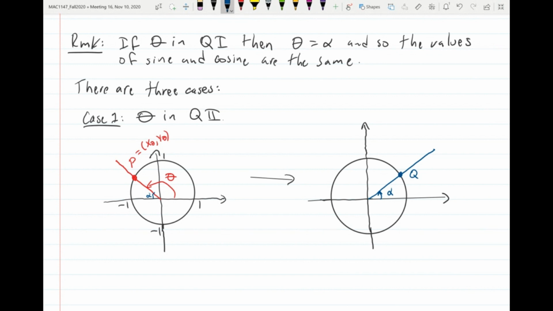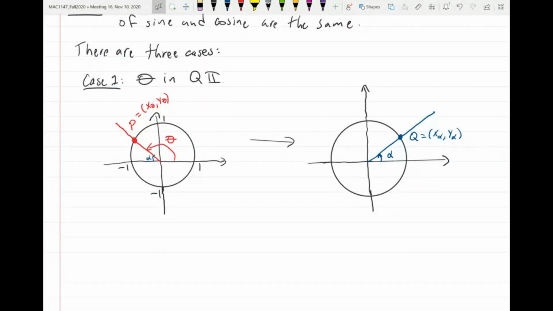Now similarly, Q here is going to have coordinates x alpha, y alpha, and as you know, x alpha represents the cosine of alpha and y alpha represents the sine of alpha. So really, the question that we are trying to answer here is: is there a relationship between the x's of these points? Is there a relationship between the y's of these points? Do you guys understand the question?